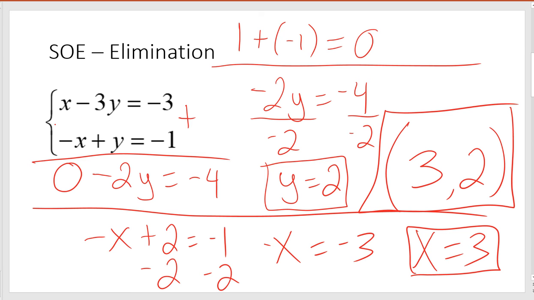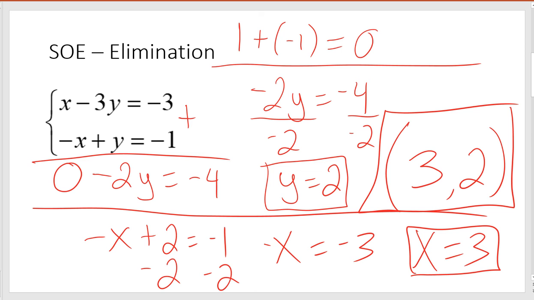That is solving a system of equations by elimination. You want to find a term where the coefficients have the same absolute value. So 1 and negative 1 have the same absolute value. So I can add here because they are in fact different signs. 1 and negative 1, when you add that, they equal 0. And then we are left with just our y term. We can solve that equation. Once we solve that equation and we have our y value, we can plug that y value back into either equation and solve for x.